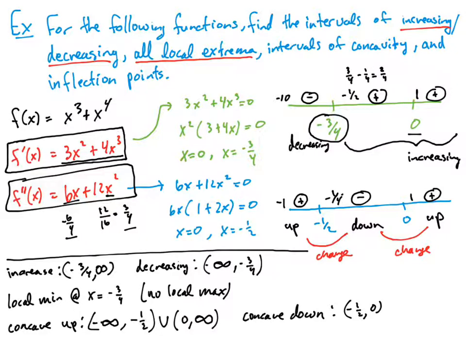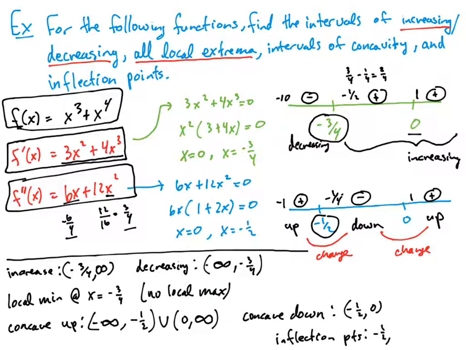And then lastly, we want to look at the inflection points. We said there's two inflection points, negative 1/2 and 0. Those are the x values. So the inflection points, to find the ordered pairs, we just take the inflection points, so negative 1/2, and we're going to input that into the original function. So negative 1/2 and negative 1/16, and then we input 0, we get 0. So 0, 0 for the inflection points.